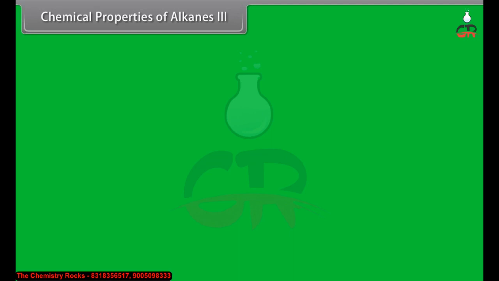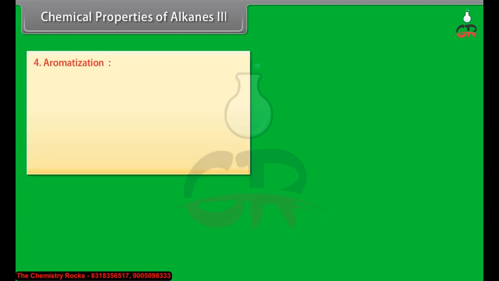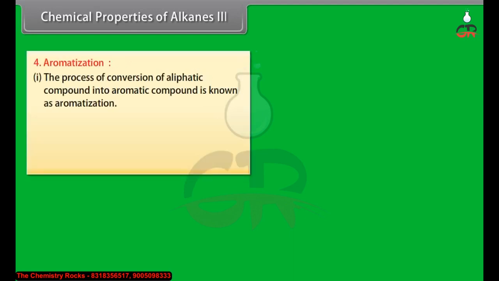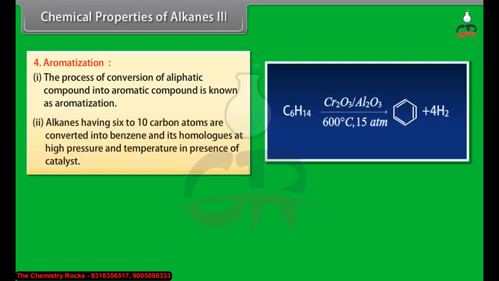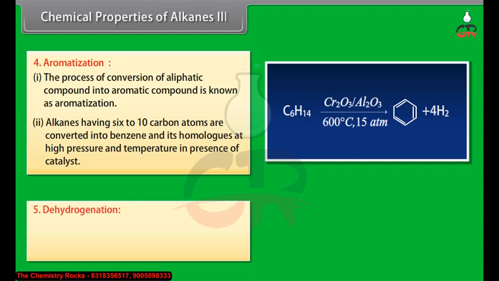Chemical properties of alkanes. 3. Aromatization. Number 1. The process of conversion of an aliphatic compound into an aromatic compound is known as aromatization. Number 2. Alkanes having 6 to 10 carbon atoms are converted into benzene and its homologues at high pressure and temperature in the presence of a catalyst.